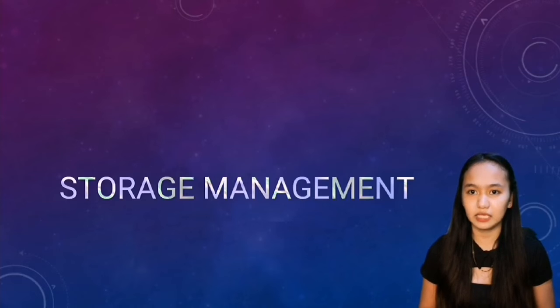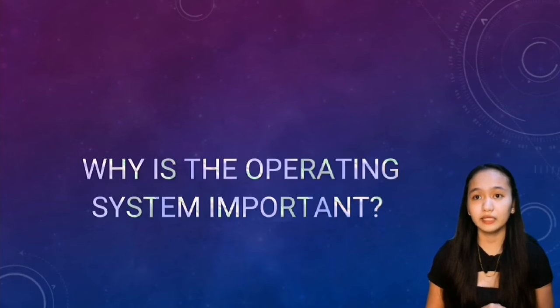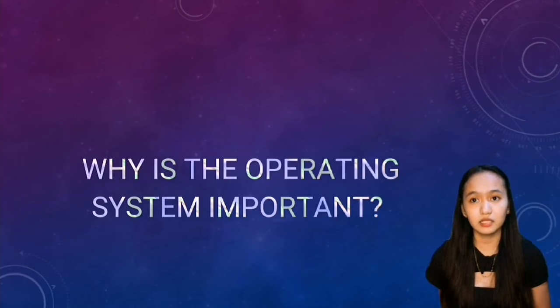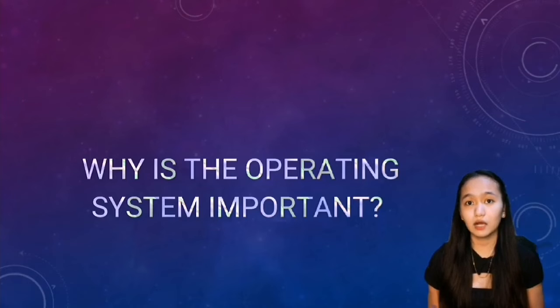So why is the operating system important? An operating system is the most important software that runs on a computer. It manages the computer's memory and processes as well as all of its software and hardware. It also allows you to communicate with the computer without knowing how to speak the computer's language. Without an operating system, a computer is useless.